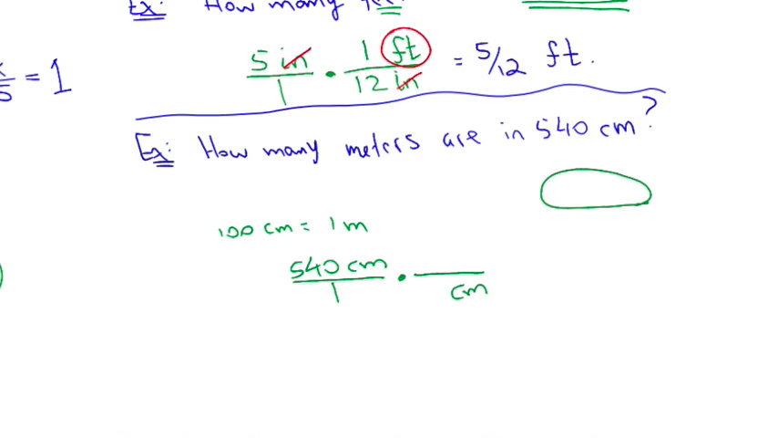So therefore, what goes in the top? Meters. So what do I put where? 100 centimeters at the bottom and 1 meter at the top. And you know you did this right as long as this centimeter cancels with that centimeter and all you're left with is meters. So what operation exists between 540 and 100? Division. So what's 540 divided by 100? 5.4. And the measurement left is meters.